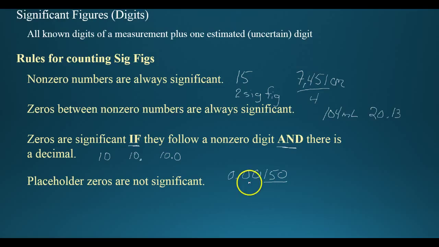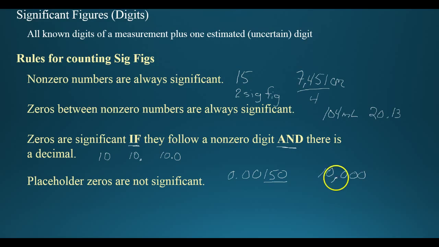Now you have to have these zeros here to give value to the number. If we didn't, then 0.150 is significantly different than 0.00150. Let's take a look at a large number. So we have 10,000.